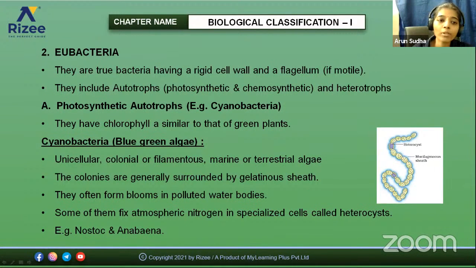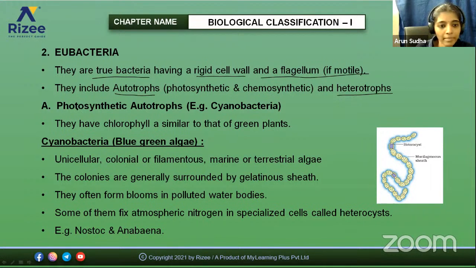So what are eubacteria? They are called true bacteria. Eubacteria have a rigid cell wall and a flagellum if motile. So in the case of motile organisms, the movement is with the help of flagellum. Eubacteria include both autotrophs and heterotrophs.